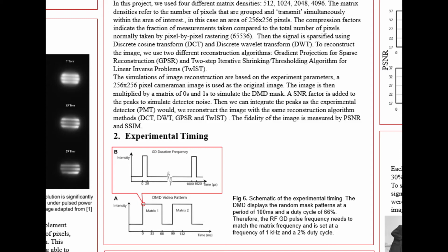We also perform computer simulations in which we reconstruct an image and test how changing noise levels affects the fidelity of the reconstruction. In this poster, we present simulations using the cameraman test image. We first select the desired image and multiply it by a matrix of zeros and ones to simulate the DMD masks. Then an SNR factor is added to the peaks to simulate the noise generated from a detector. For these simulations, we use the same 4 matrix densities as before and the same reconstruction algorithms. The fidelity of the images reconstructed from the simulations was measured using PSNR and the Structural Similarity Index.